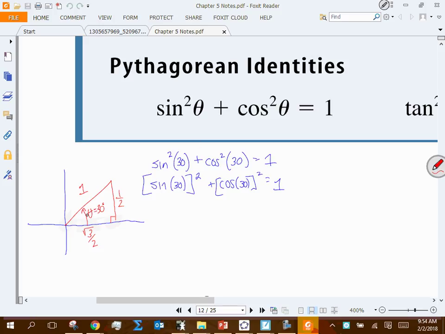But if I look at this picture, sine of 30 would be opposite divided by hypotenuse, right? So it'd be 1/2. And then we'll square that. Cosine of 30 would be that number right there, divided by my hypotenuse of 1. So it's just root 3 over 2 squared. Does that equal 1? What's 1/2 squared? 1/4. What's root 3/2 squared? 3/4. Does that equal 1? And the idea is that regardless of what that theta is, you're always going to get 1.